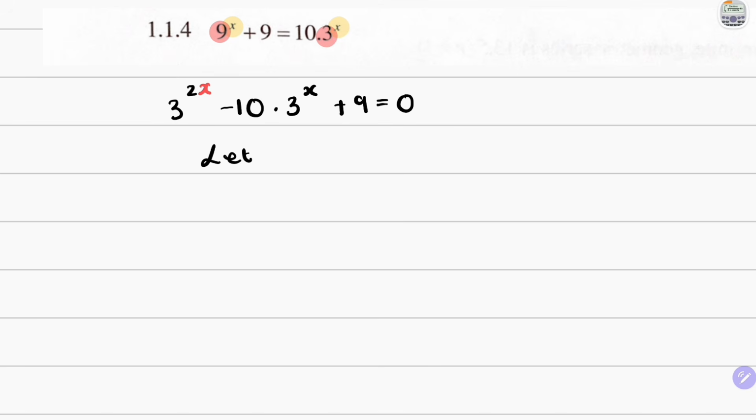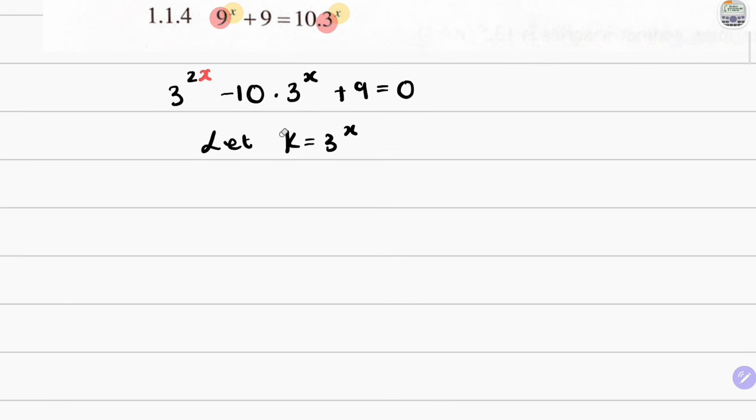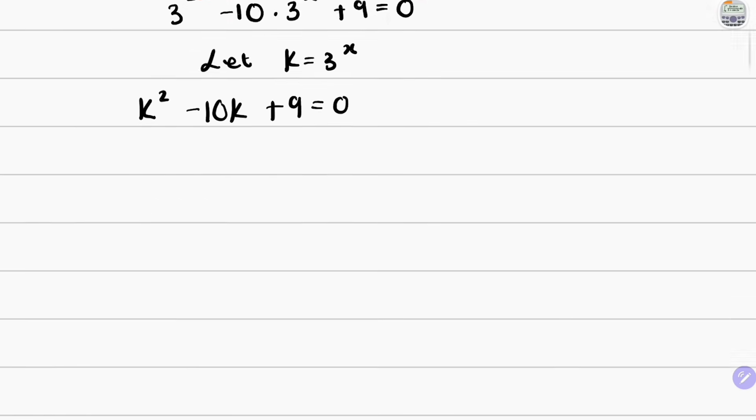repeated value with k. So the repeated value is 3 to the power of x. We also have it here, 3 to the power of x. Let's let k be equal to 3 to the power of x. So when you replace this with k, you see that's 3 to the power of 2x, but you can't just write it as x times 2. So if this is now k, that's k squared. So k squared minus 10, and then this is times 3 to the power of x, which we're going to call k, and then plus 9, and we have a quadratic equation.